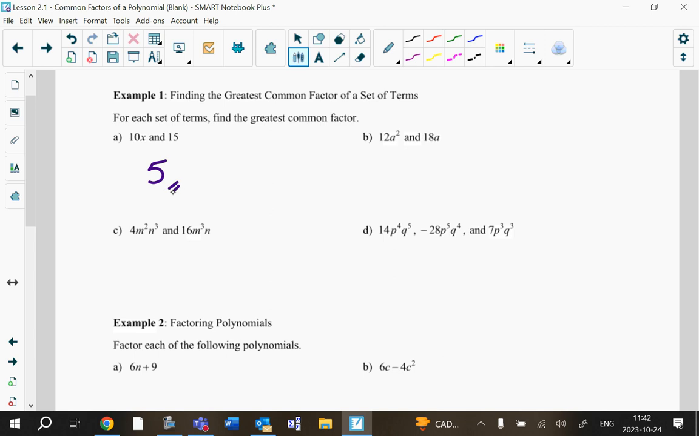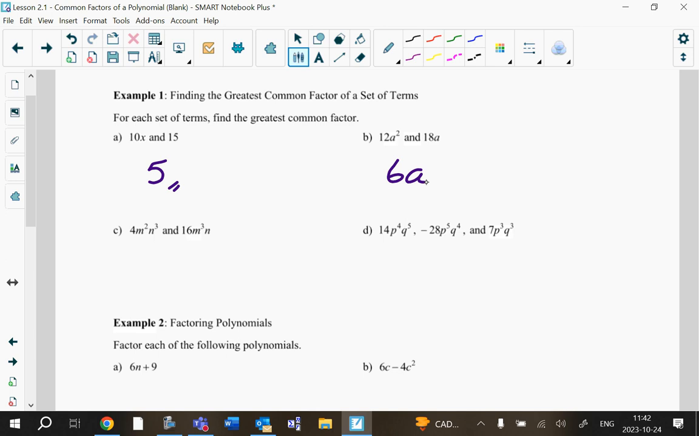Okay, now this one, 12a squared and 18a. 6 for sure. 6a. Because can't I divide an a into both of them? There's 2 a's getting multiplied here. There's 1 a getting multiplied here. So this a has to be part of the GCF.